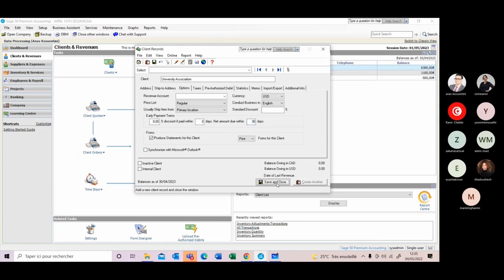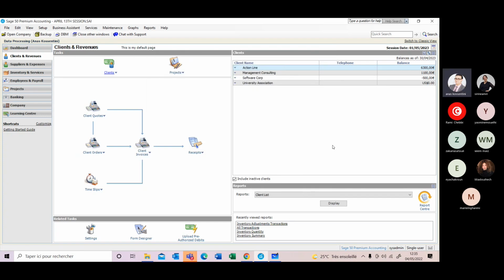Okay, so I don't need more. Save and close. What happened? I created University Association, which is the customer. What differs here is that it is with US dollar. Meaning the balance is in US dollar. It's important to track the transaction. Okay?